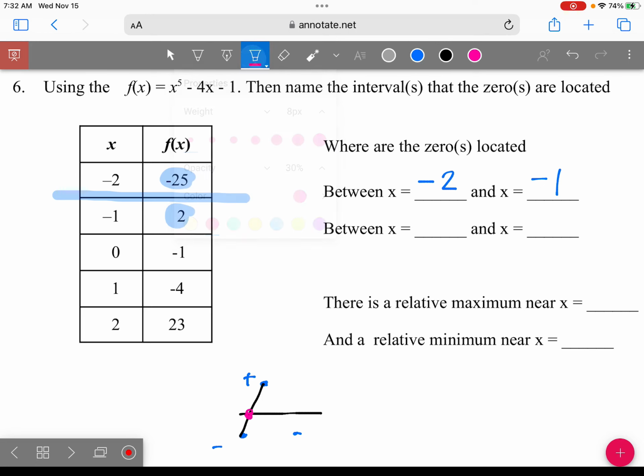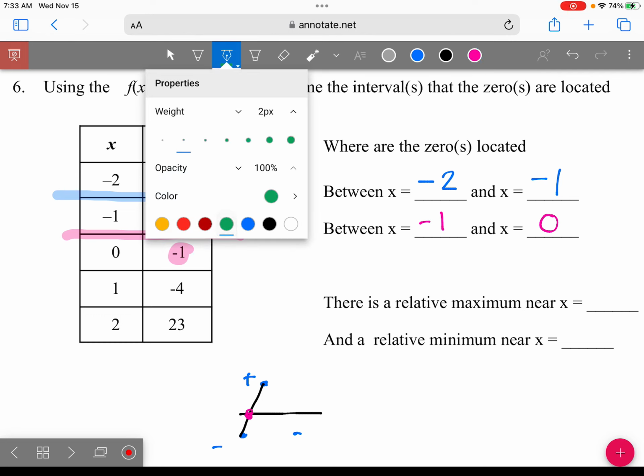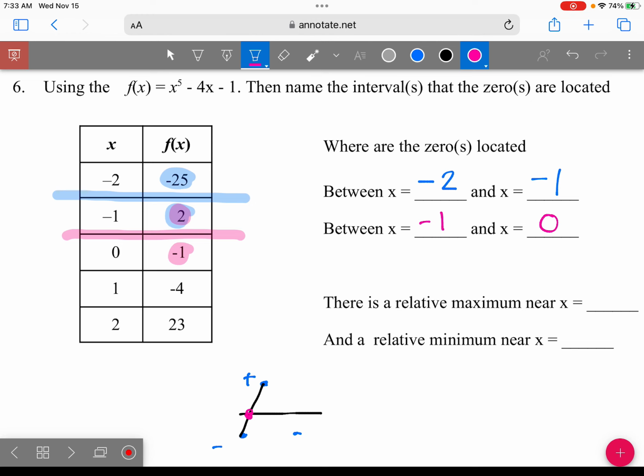I have another one when it switches from positive to negative. So we have another one between -1 and 0. And we actually have one more because we didn't give you enough lines because we weren't paying attention.